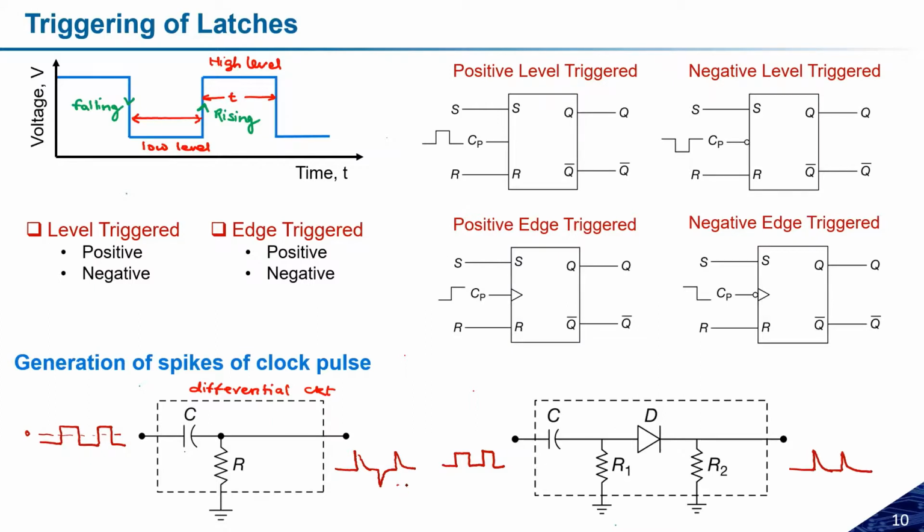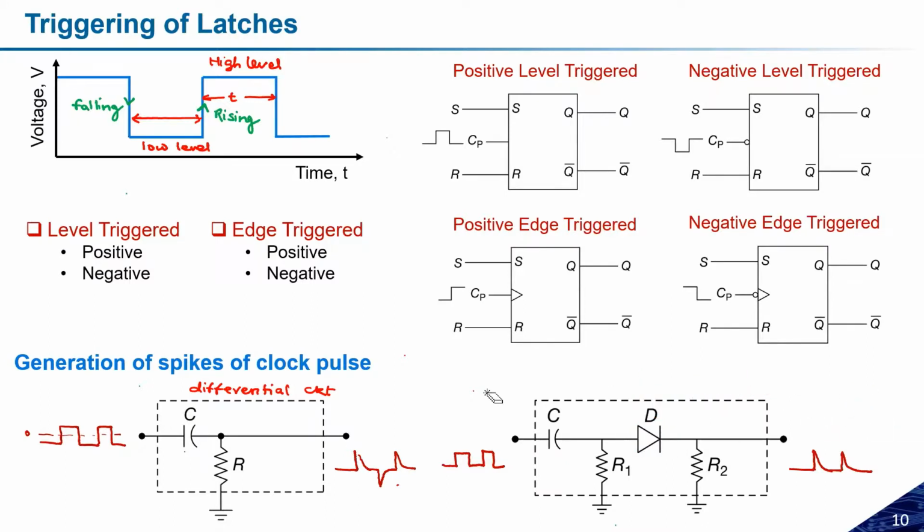Similarly, if you have to make the negative edge trigger, the direction of this diode will be opposite. An opposite direction diode will be utilized to make it the negative edge trigger, something like this. So this will be the actual circuit. Hope you got the answer.